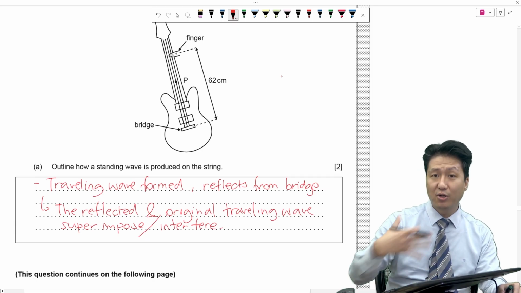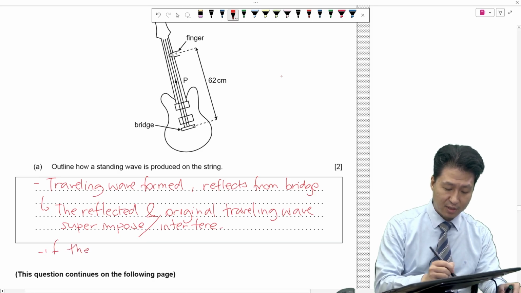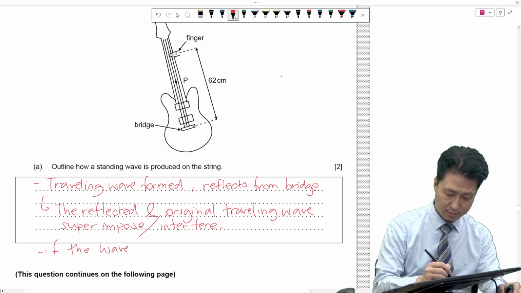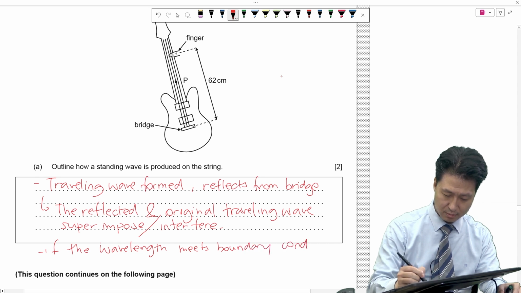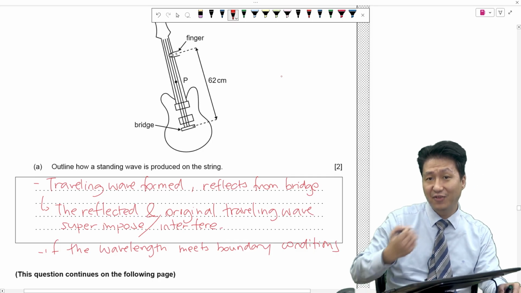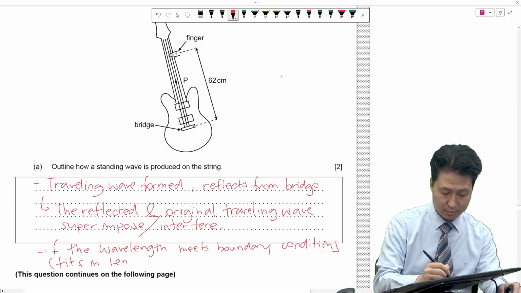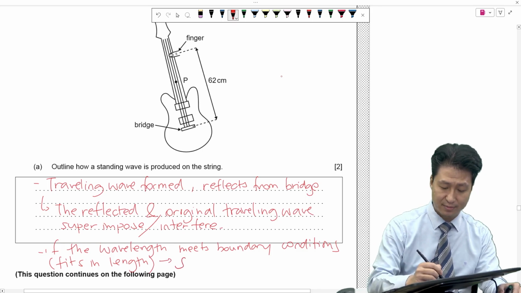Finally, not all these waves will stick around. If the wavelength meets boundary conditions, or put more simply, if the wave fits inside the string, then you can form standing waves.